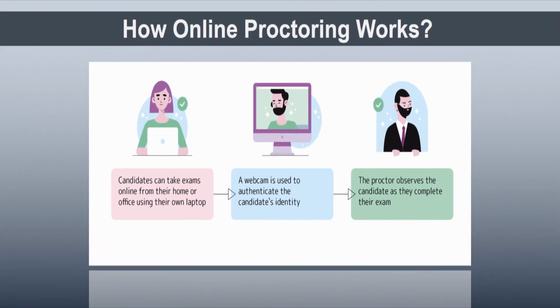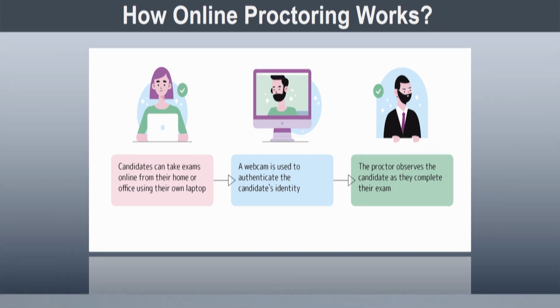So as you know, a typical proctored examination has these three stages. The candidates can take exams online from their home or office using their own laptop. There is a webcam used to authenticate the candidate's identity. The proctor observes the candidate as they complete their exam. This is a typical scenario of online proctoring, right?